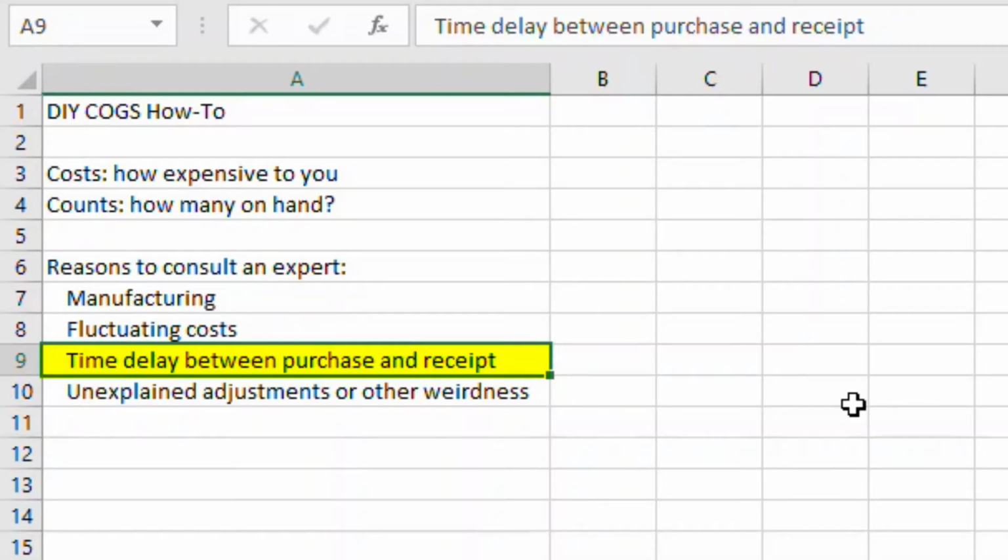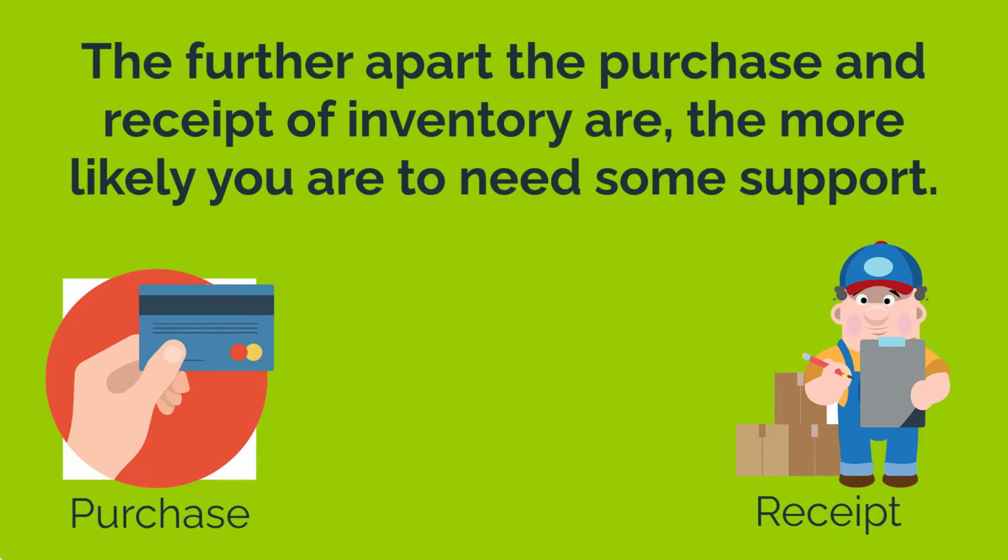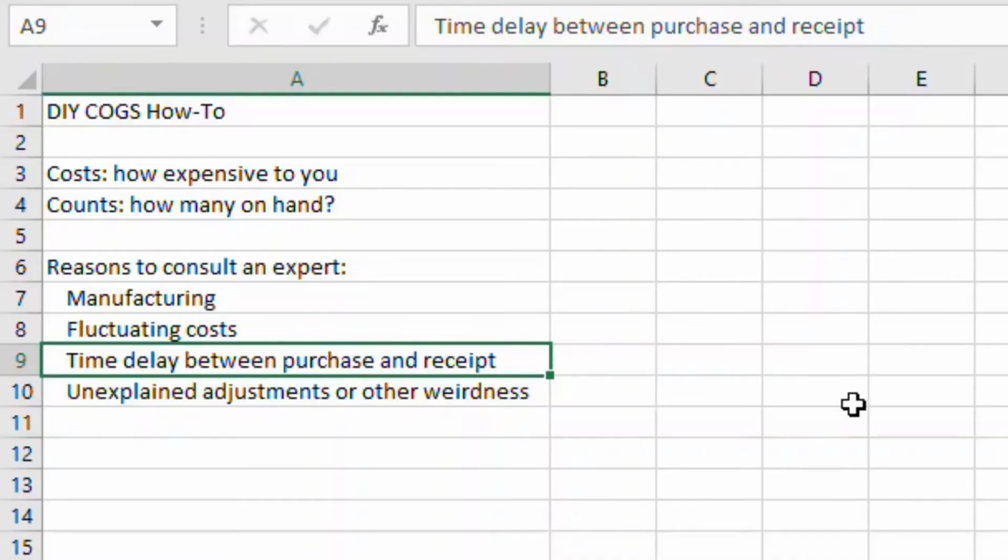So this can go in either direction. If you have credit terms that allow you to pay for your inventory months and months after you receive it, or more commonly, you pay a deposit on your inventory upfront or have some other sort of installment arrangement, the further apart your purchase and the receipt of inventory are, the more likely you are to want some support from professionals to go through this.